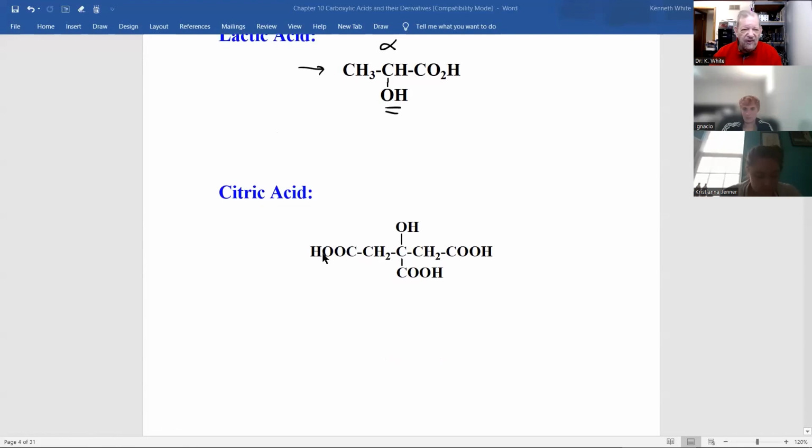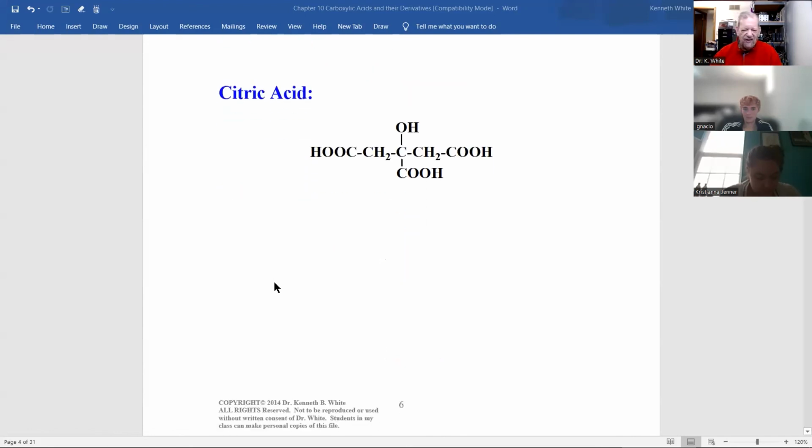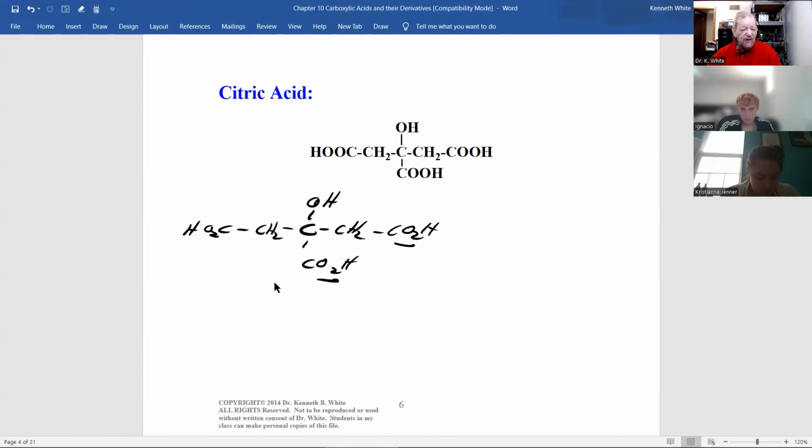Now, the other molecule, again, switches off, is citric acid. And I have it drawn here. My software didn't want to do certain things, but you could also draw it like this. Switch is totally off. And if you notice, this molecule has not one, not two, but three carboxylic acids and an alcohol. And this is citric acid.